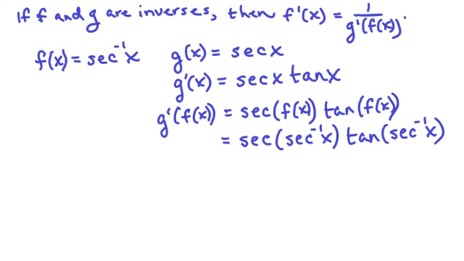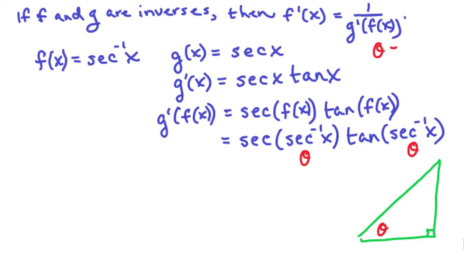What we need to remember from trigonometry is that inverse trig functions are angles. So we're going to let inverse secant of x be equal to theta, and we'll represent that in a right triangle. Up here at the top, I'm going to remind myself that theta is equal to inverse secant of x. But that means that secant of theta is equal to x, and another way of writing x is as a fraction, x over 1.